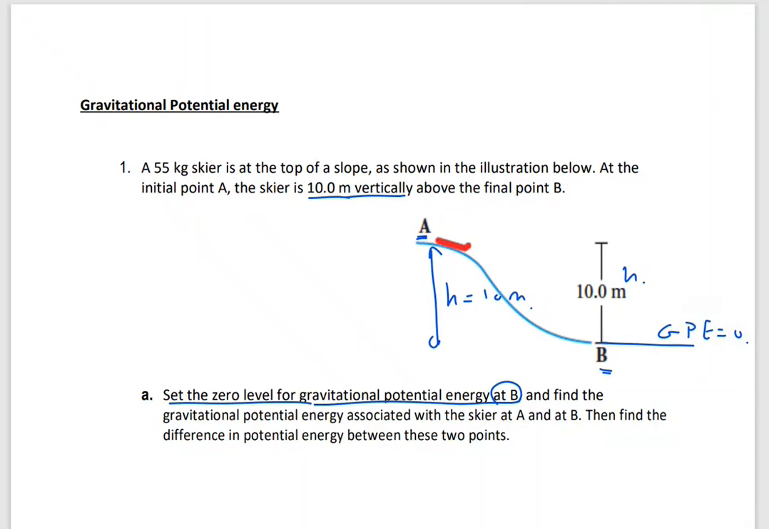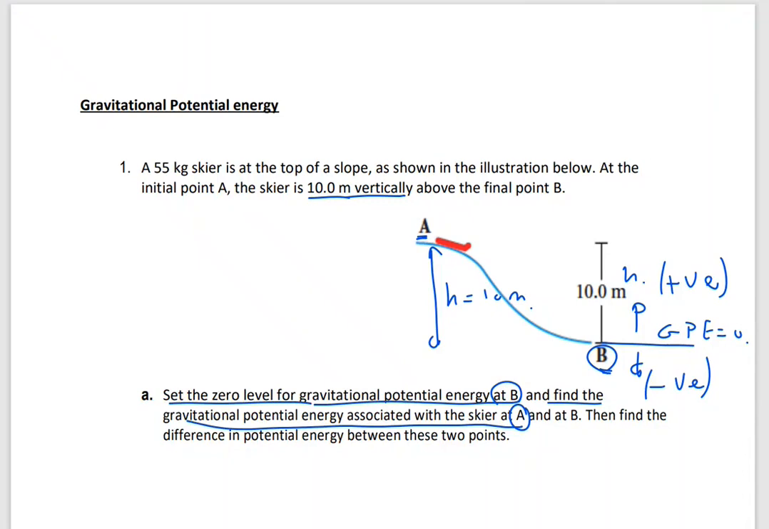So above this level, the gravitational potential energy will be positive. Below B down will be negative. So up I have positive potential energy, and down I have negative gravitational potential energy. And then find the potential energy associated with the sphere at point A.